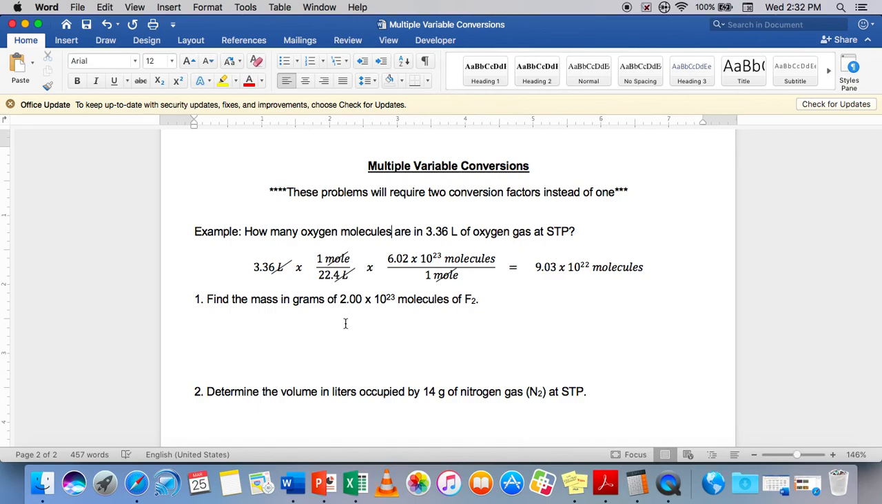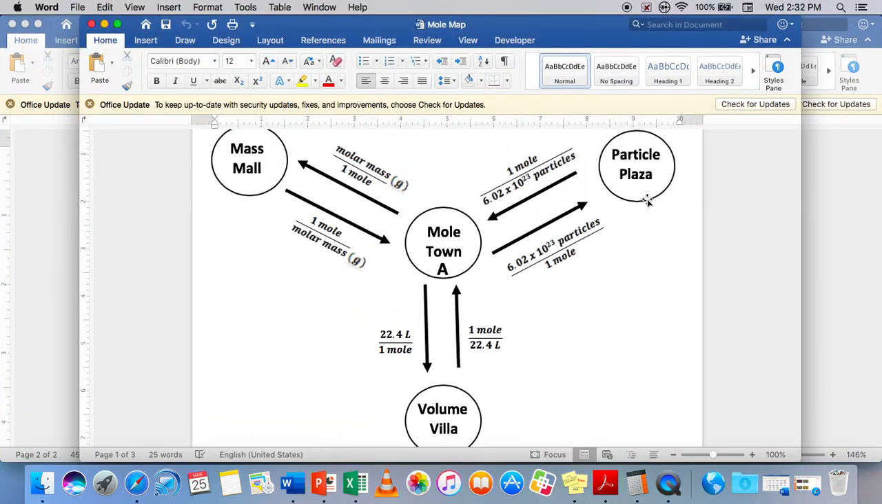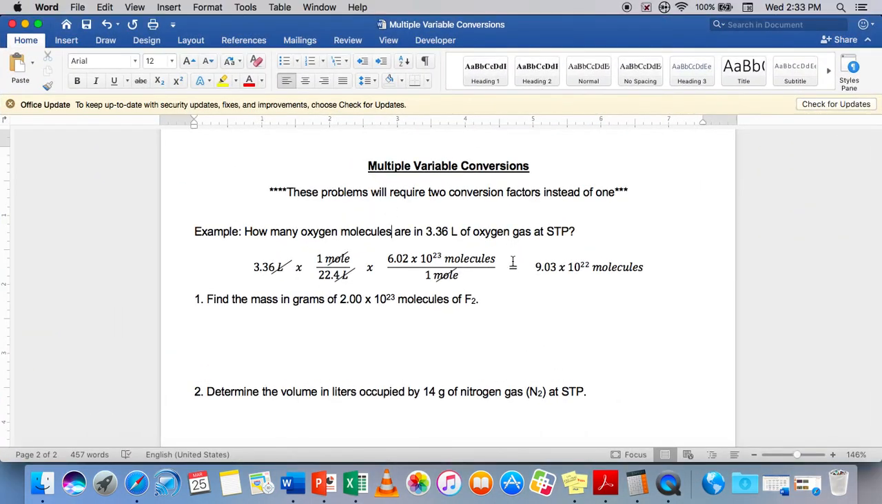Now we have to continue, right? The question doesn't say how many moles are there, it asks how many molecules. So we want to go from moles to particles, because molecule is an example of a particle. In order to do that, we have to follow the arrow. We can only go in one direction. So if we follow the arrows, we have to use this conversion factor, 6.02 times 10 to the 23rd particles divided by 1 mole. That is exactly what is happening here. We do 6.02 times 10 to the 23rd molecules, because that's what we're looking for, divided by 1 mole.